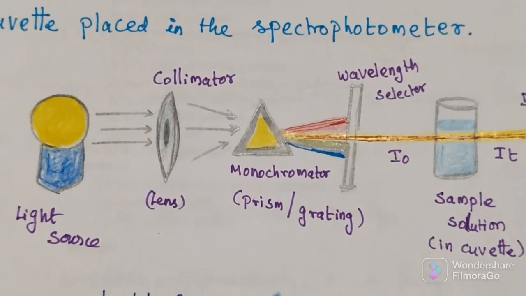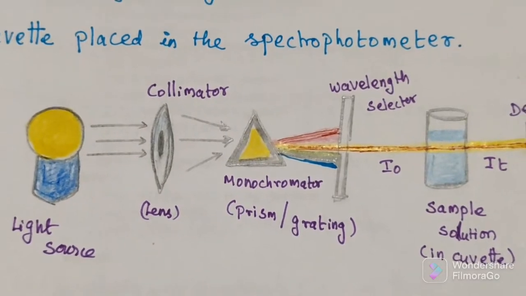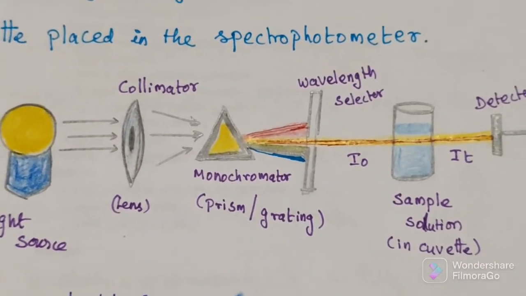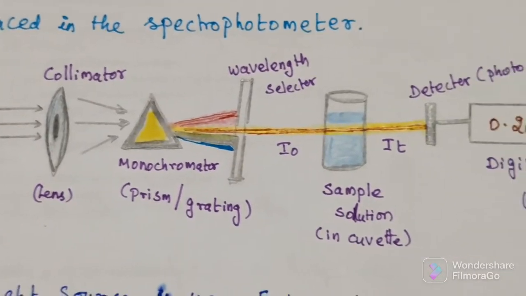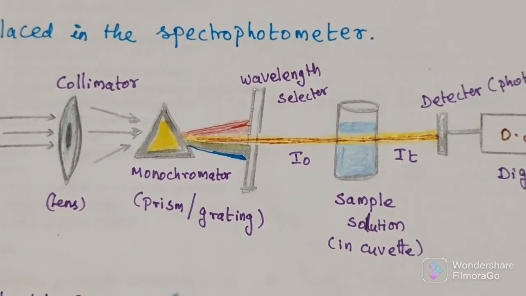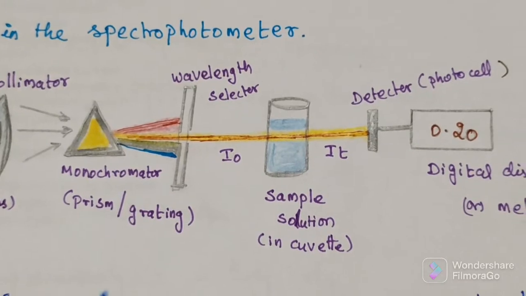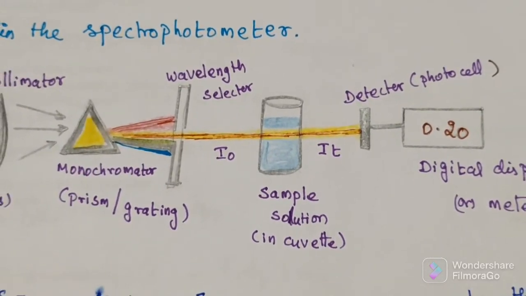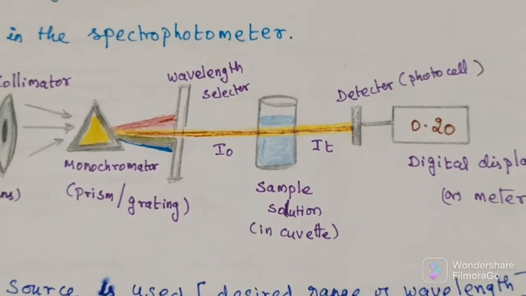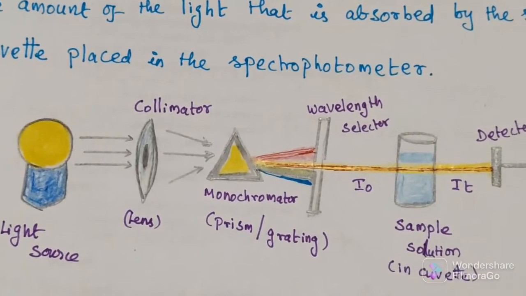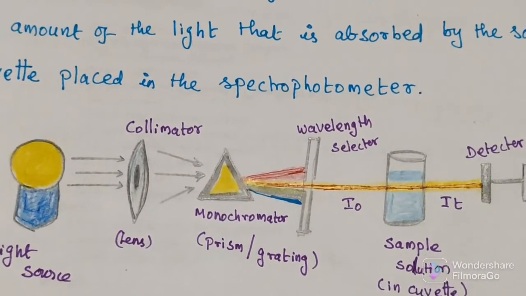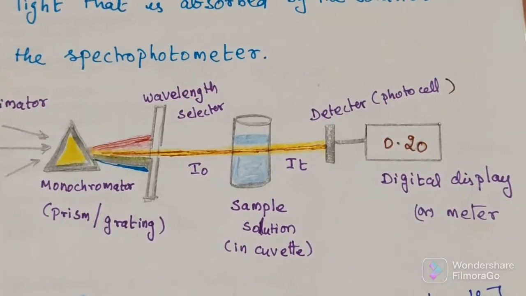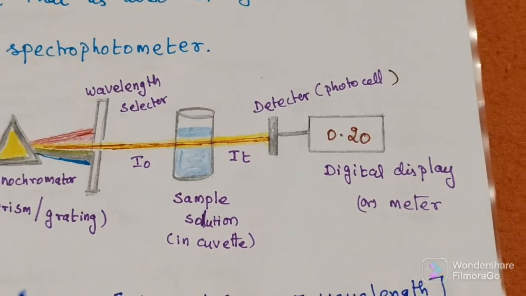Now the working of the spectrophotometer: light source, lens, monochromator, our sample, detector and digital display or meter. These are the important parts of the instrument. What are they? Light source, lens, monochromator, sample, detector and digital display.